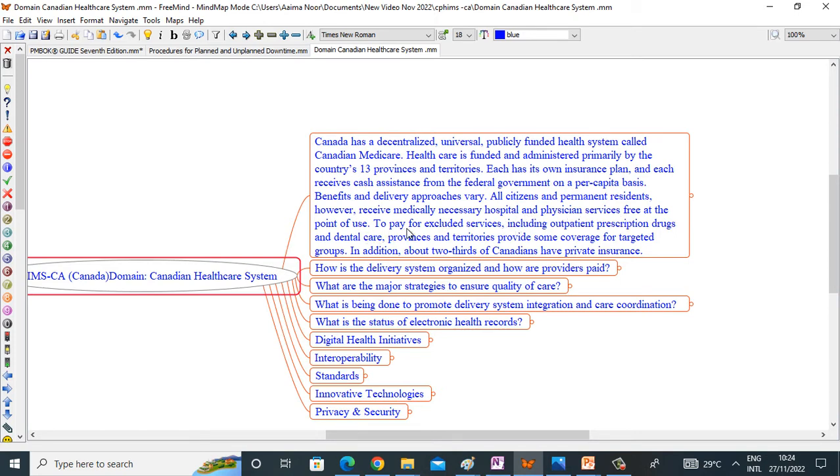To pay for excluded services, including outpatient prescription drugs and dental care, provinces and territories provide some coverage for targeted groups. In addition, about two-thirds of Canadians have private insurance.